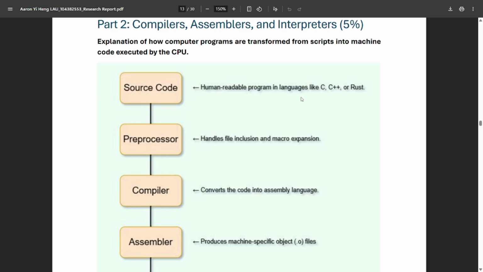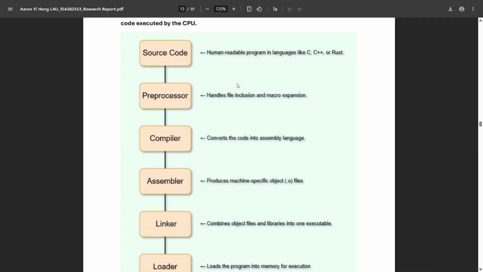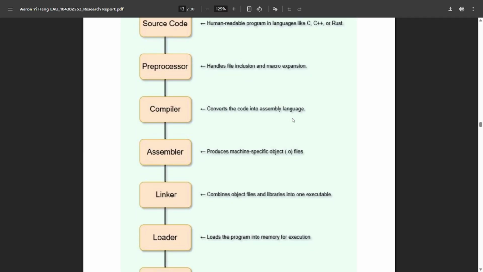The first stage is the preprocessor, which prepares the code. It expands macros, includes header files, and cleans up the program before actual compilation. Next is the compiler. The compiler analyzes the source code, performs optimizations, and converts it into assembly language that matches the instruction set of the target processor.